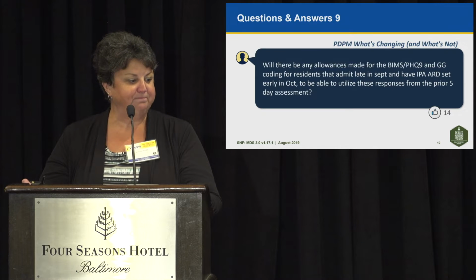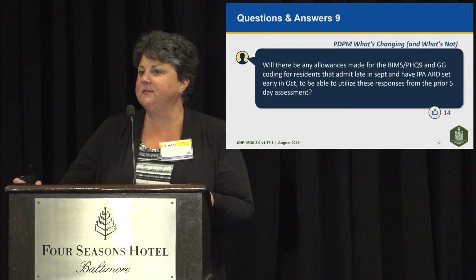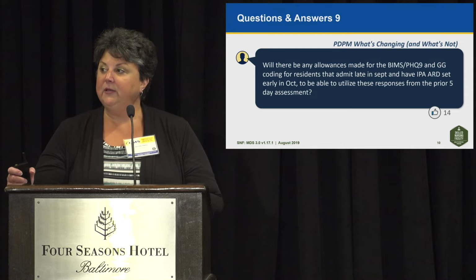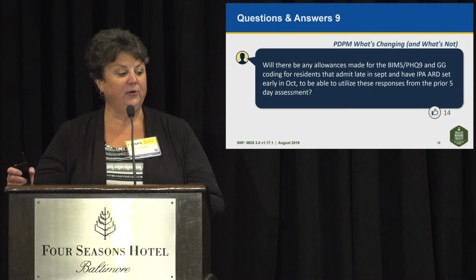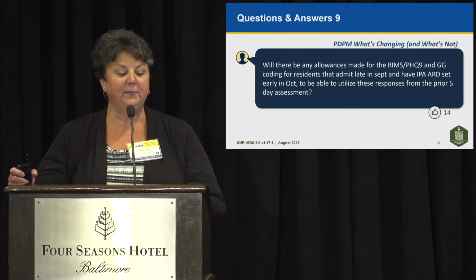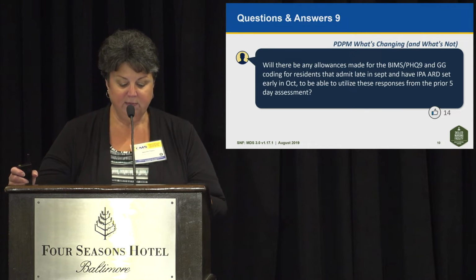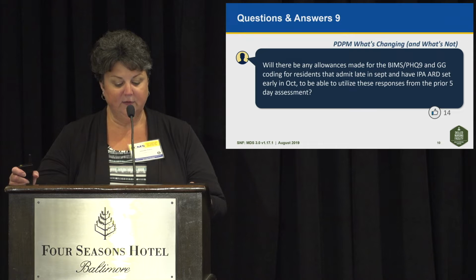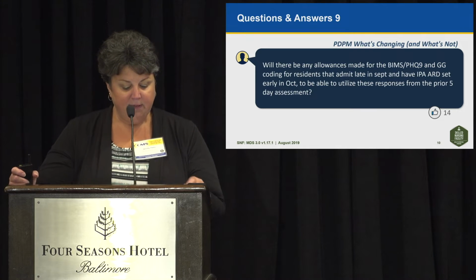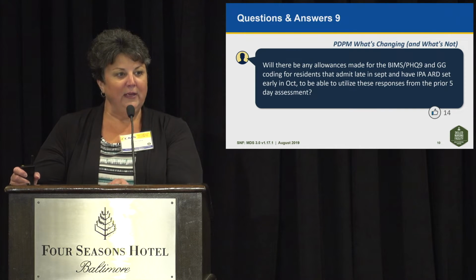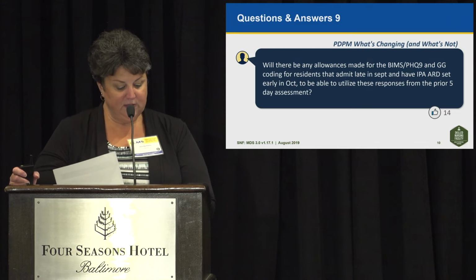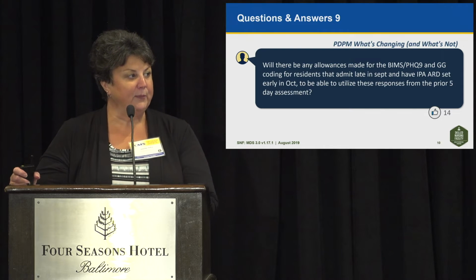The next question. Will there be any allowances for the BIMS or the PHQ-9 in Section GG coding for residents that admit late in September and have an IPA ARD set early in October to be able to utilize these responses from the prior 5-day assessment? There's no language in the manual that allows for reuse of these responses, therefore it is not permitted.